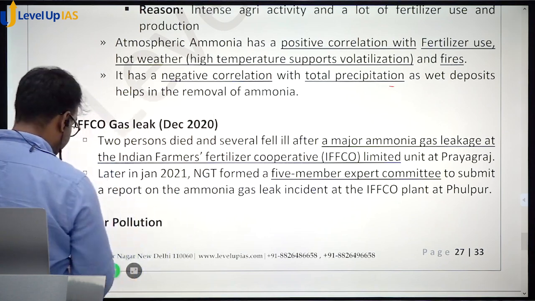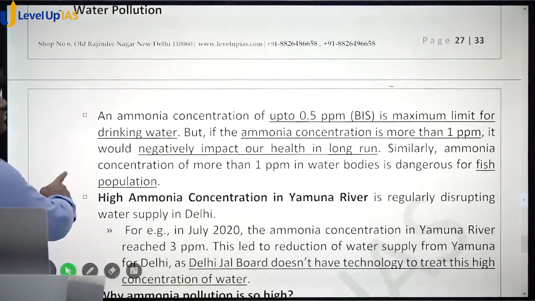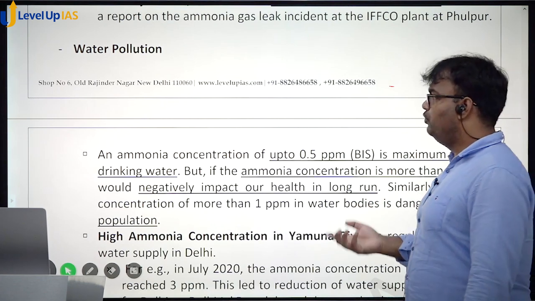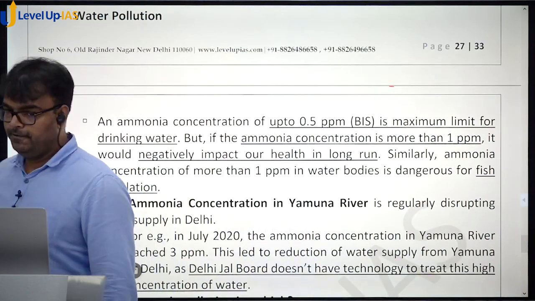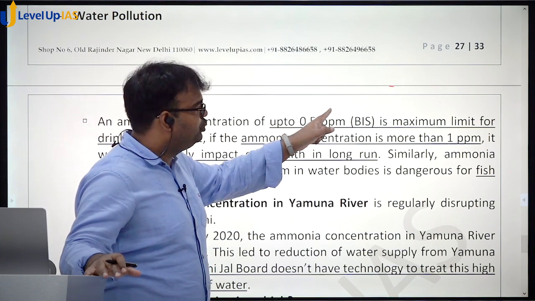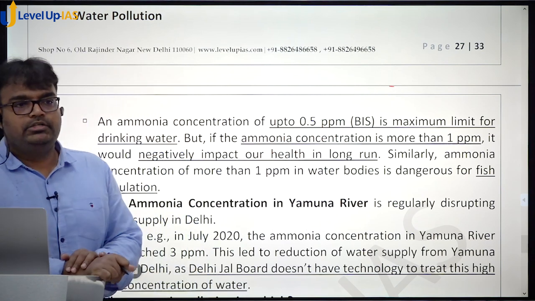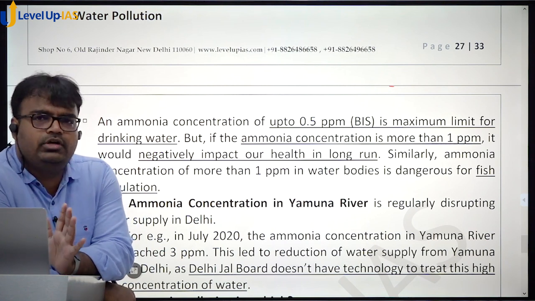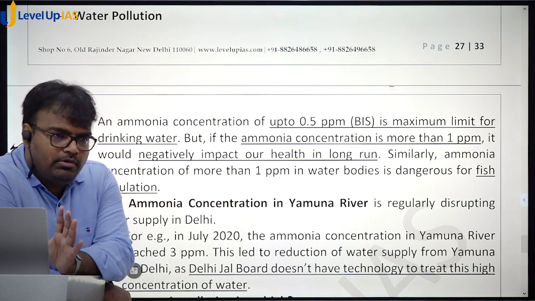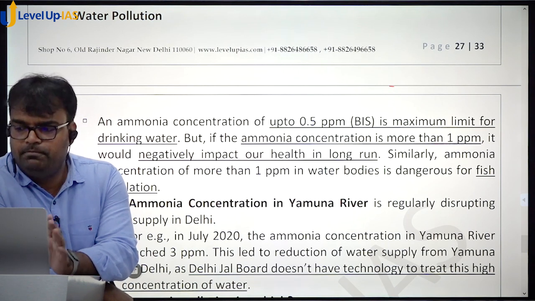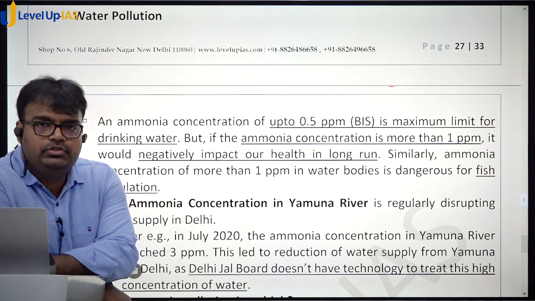Then water pollution. So far we have talked about air pollution, atmospheric ammonia and all, but ammonia in water can also be a pollutant. Ammonia water pollution is also a concern. Now, according to the Bureau of Indian Standards, in drinking water we can have up to 0.5 ppm, parts per million, of ammonia. So some amount of ammonia in water is okay, will not harm us, like that of air. Some amount of ammonia in air was okay, a very small amount, but it became problematic when there was more of it.